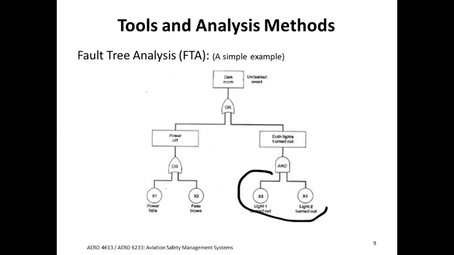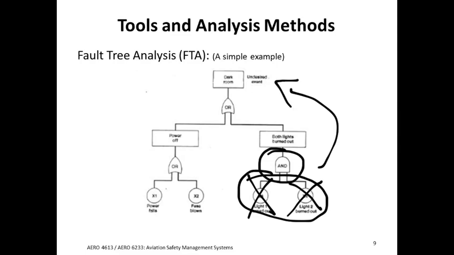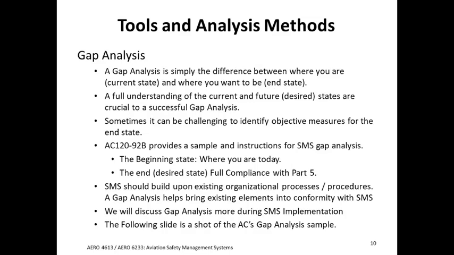The lights, though, are redundant. You see that both light 1 and light 2 have to fail, that's the AND gate, in order for a dark room to occur. So those are redundant. There's redundancy built into that section of it.